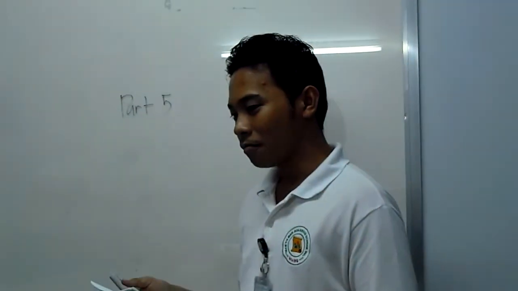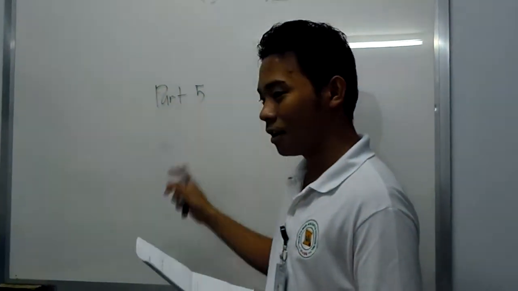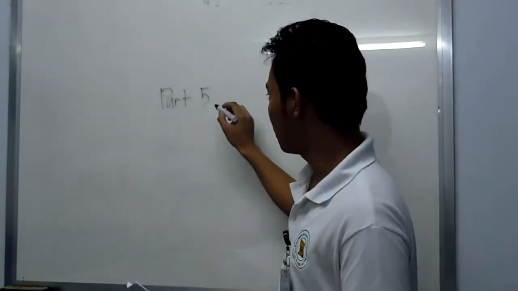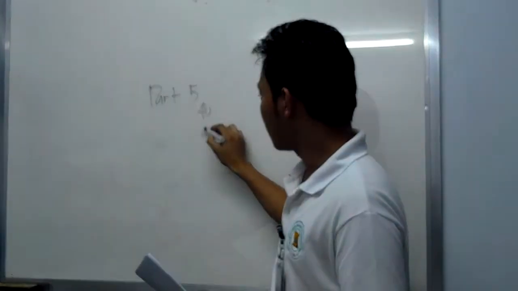The most important, of course, is Part 7. But if you want to get the most score, you need to answer Part 5 too, because for Part 5 you have 40 points, and for Part 7 you have 48 points.